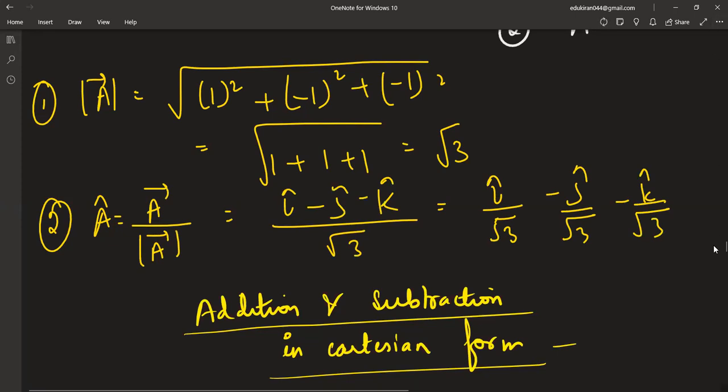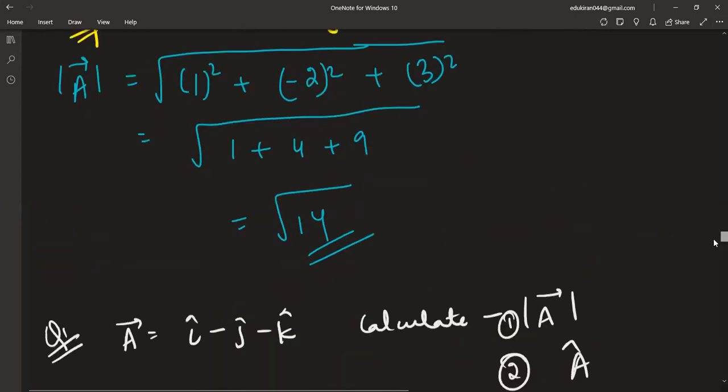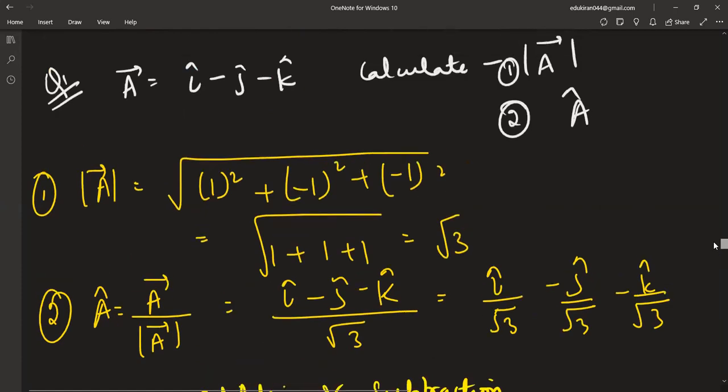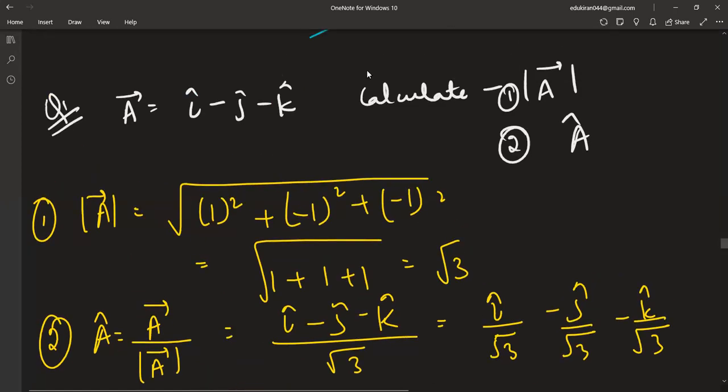Okay. Now, this was just if you have one vector. If you have more than a single vector, how will you add them? How will you subtract them? Note this down, then we'll see addition and subtraction of vectors. Is this clear to others also? Shaista? Yes, ma'am. Okay, good.